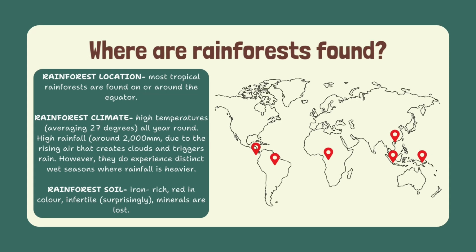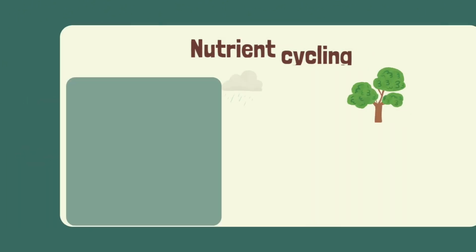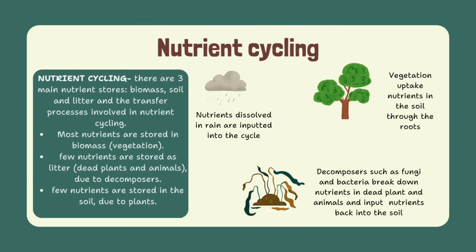Also, in the rainforests, the soils there are iron-rich, red in color, and surprisingly infertile. This means that the soil lacks the nutrients needed for plants to grow. Nutrient cycling is an important process in the rainforests. It shows how nutrients move throughout the rainforest.